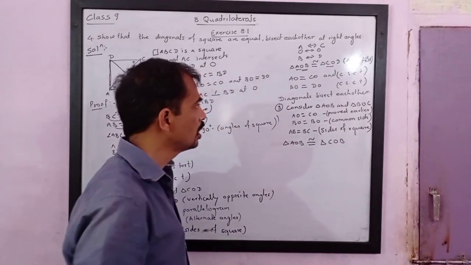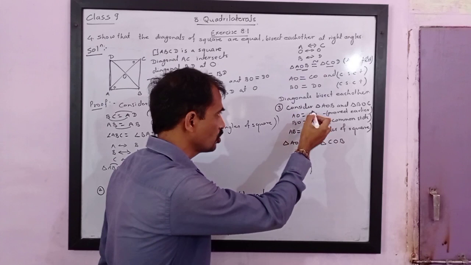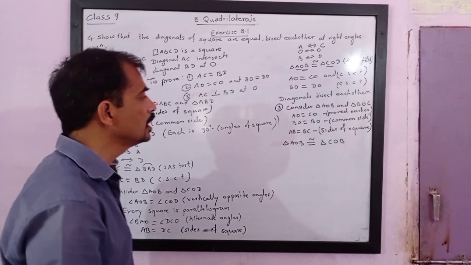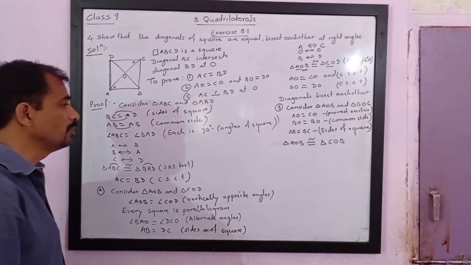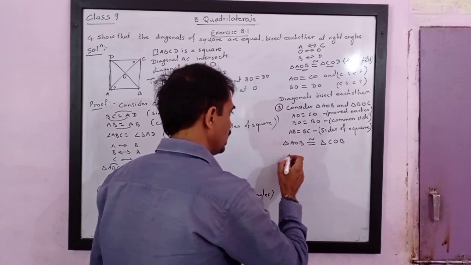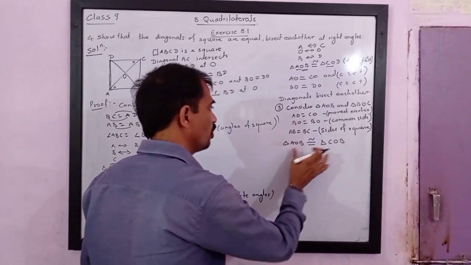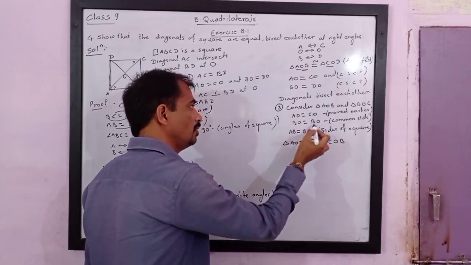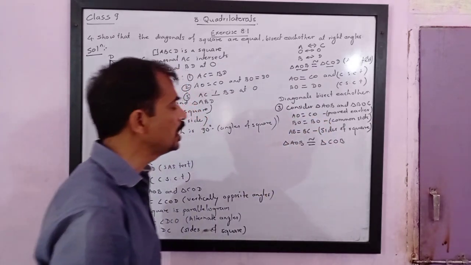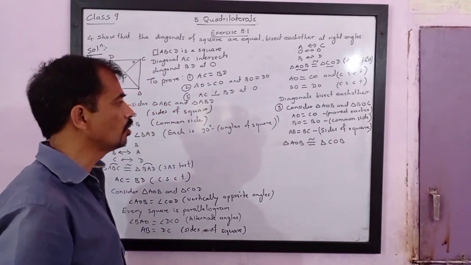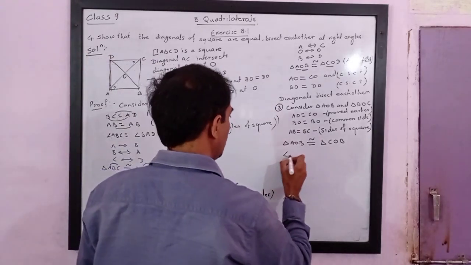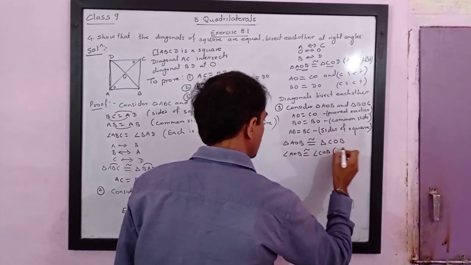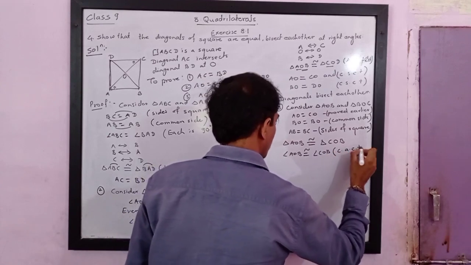Watch carefully. Here O corresponds to O, so A corresponds to C and B corresponds to B. I have not written the one-to-one correspondence here, but you can see that O corresponds to O, so A will correspond to C and B will correspond to B. From this we can write triangle AOB is congruent to triangle COB. Now watch carefully. Angle AOB is congruent to angle COB. The reason is they are corresponding angles of congruent triangles.